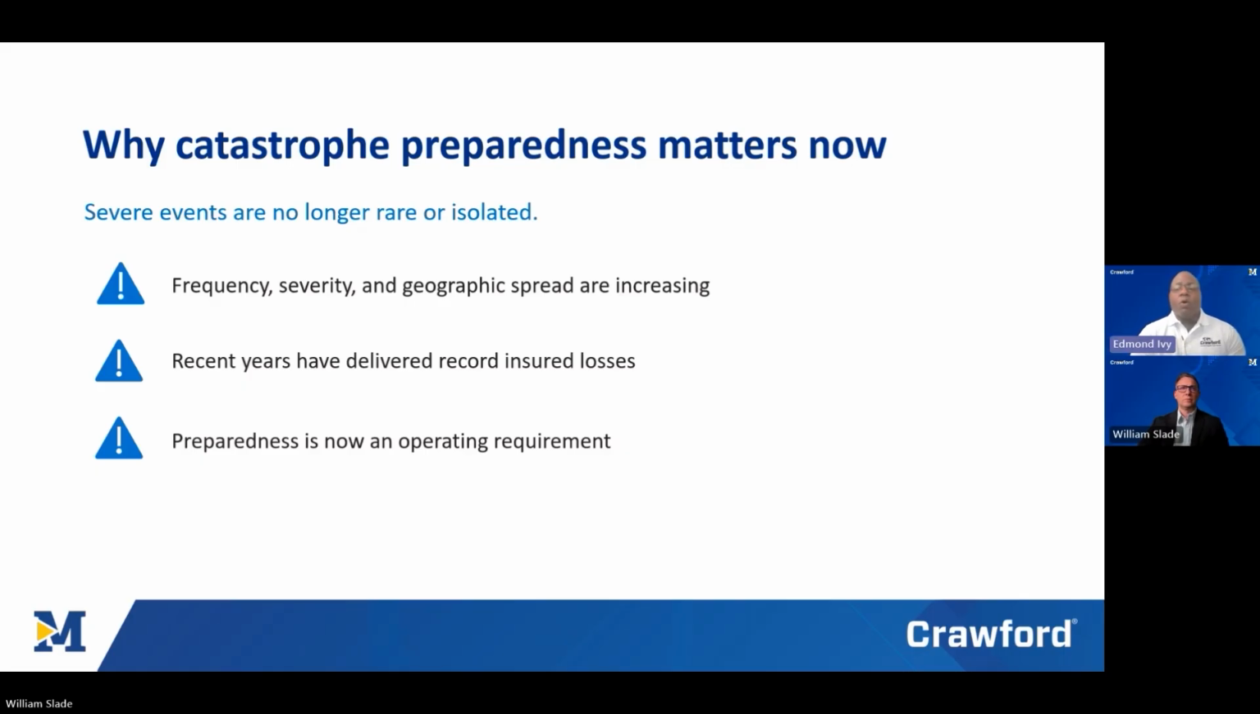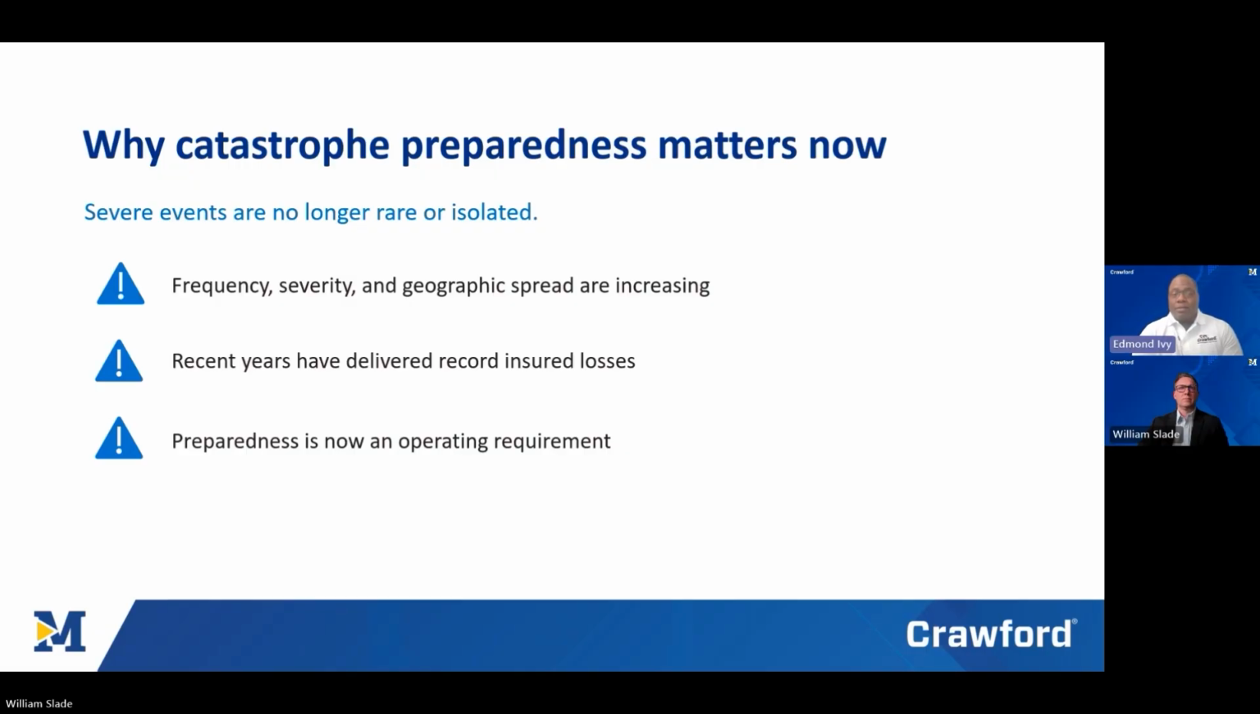So listen, we know that event mix matters. 2025 combined ice storms, wildfire, hail, and flood. And each one of those has distinct severity drivers, coverage, and adjusting complexities.